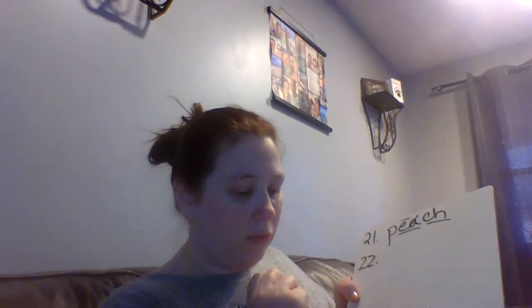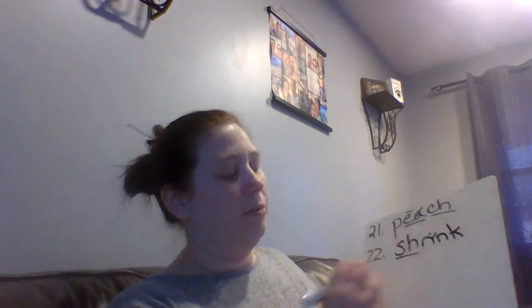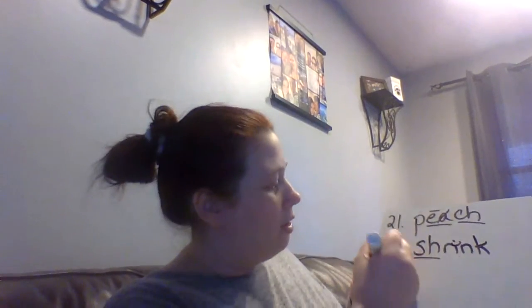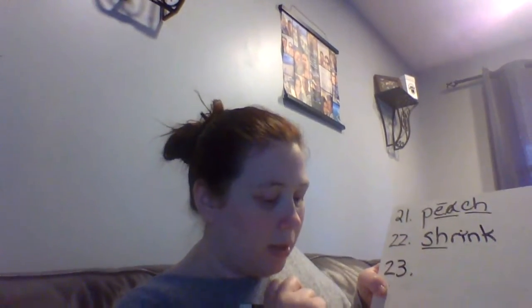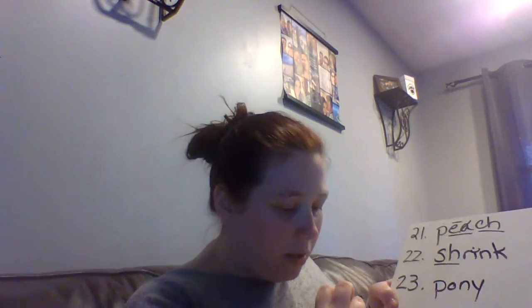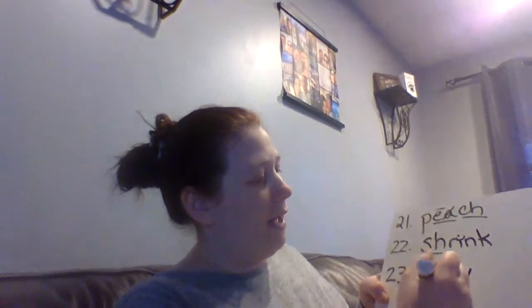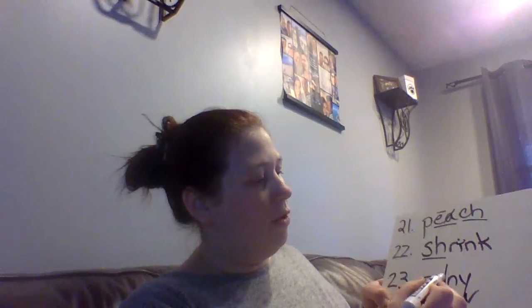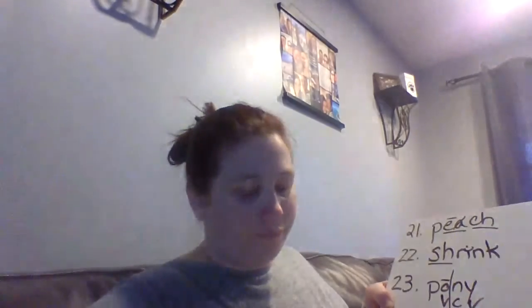On number 22, we have shrink. Here we just have our SH blend, and then vowel, consonant gets a breve. Number 23 is pony. All right, here we have our vowel, consonant, vowel. So we're going to draw our line here. Our O gets a macron. And our Y is making that E sound, so it's going to get that little dot up there.